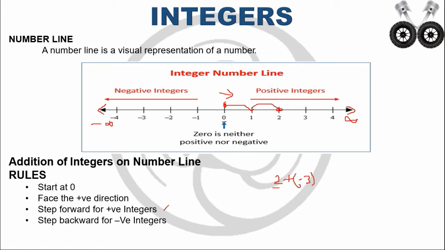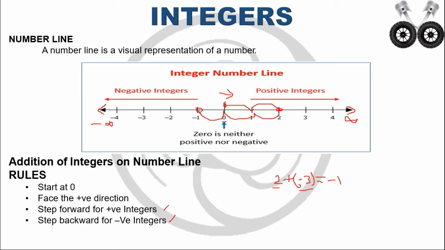What is the fourth step? Step backward for the negative integer. Then move on to the next integer. It is a negative integer. The number is minus 3. If it is a negative integer, we have to move backward. What is the backward direction for this one? The backward direction is the negative direction. How many steps do we have to move? We have to move 3 steps. So 1, 2, 3. Then we will reach the integer minus 1. The answer is minus 1.